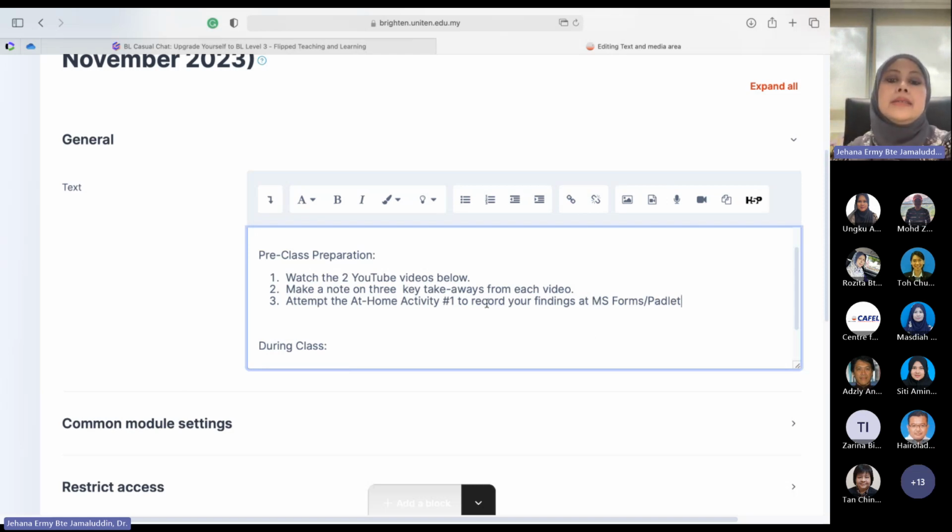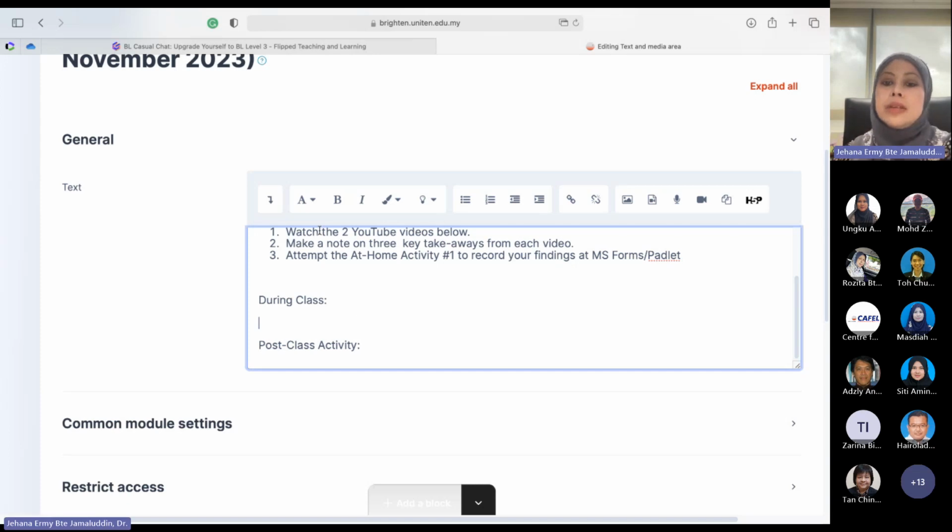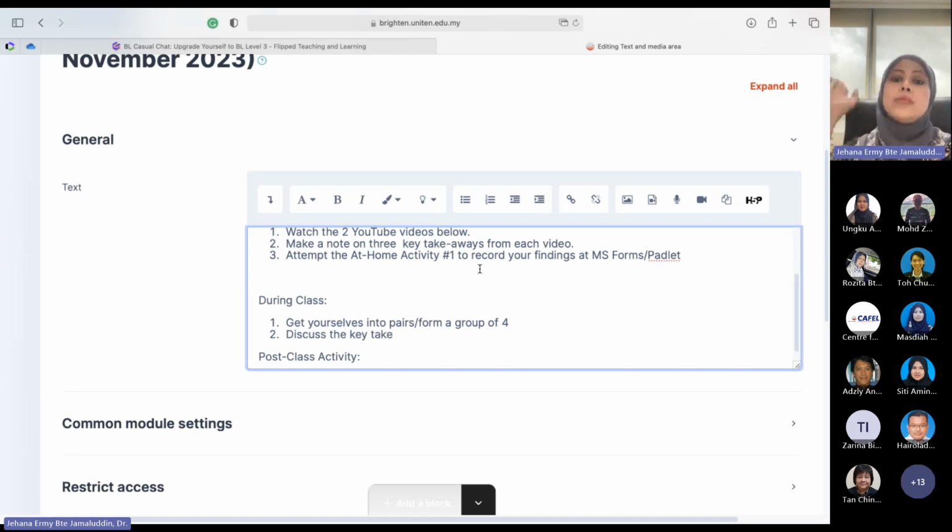And then what do you need to do during class? You just say, get yourself into pairs. Or you can form a group of 4. Up to you, depending on the scale of your class. Now, what do you expect them to do? To discuss the key takeaways, because you're going to release the at-home activity results to each group. Or you can always display during your lecture. Discuss the key takeaways during class or in your group.